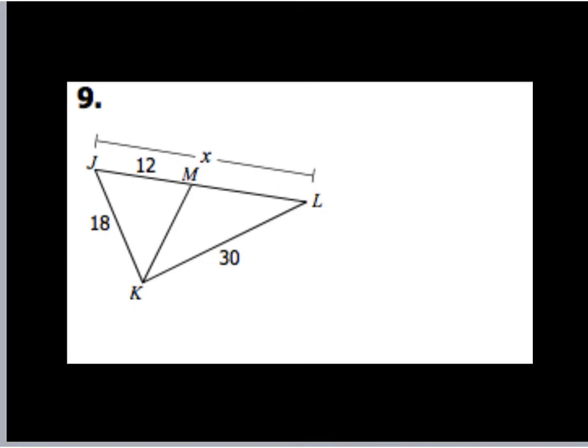Number 9 can be a little bit tricky. Take a look at the picture. This whole side represents x. What I'm going to do is put in a y here, so I'm going to find the length from M to L. Once I get that, I can add it together and find the whole segment. This is my approach. Stick with me now.